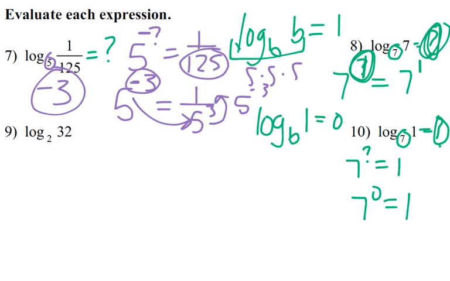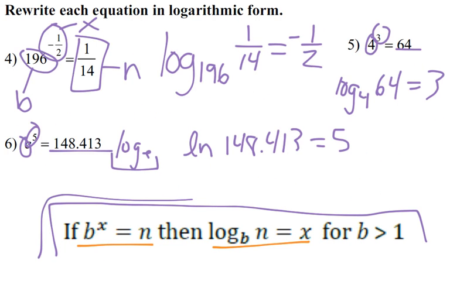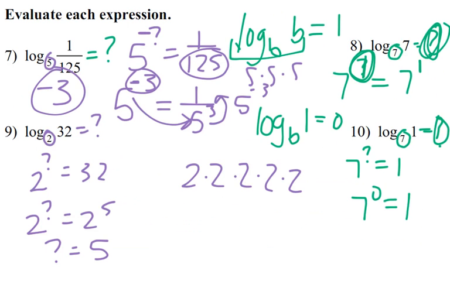Okay, number 9, same idea. So rewrite it as an exponential. 2 to what power equals 32? Well, 2 times 2 is 4, times 2 is 8, times 2 is 16, times 2 is 32. So 32 is 2 to the 5th, so my answer is 5. That's what log base 2 of 32 is going to equal. So we're still using that same rule right down here. We're just now using it to help us evaluate those expressions.